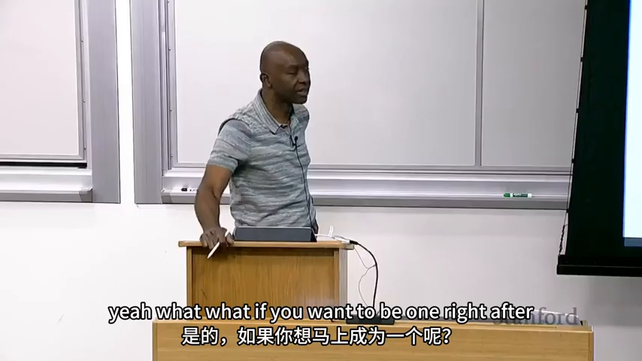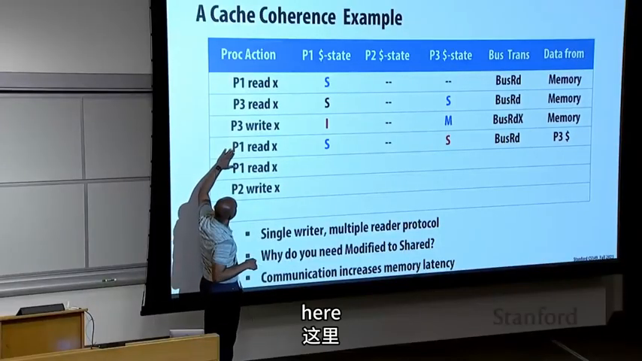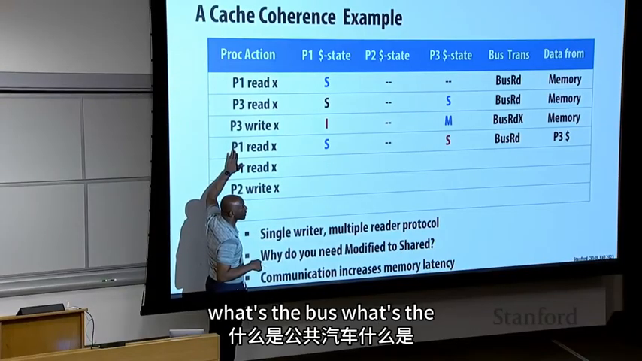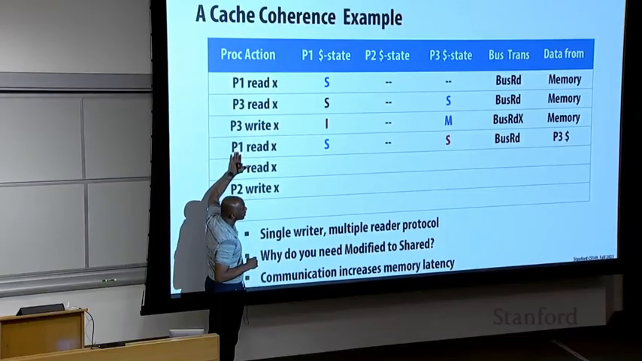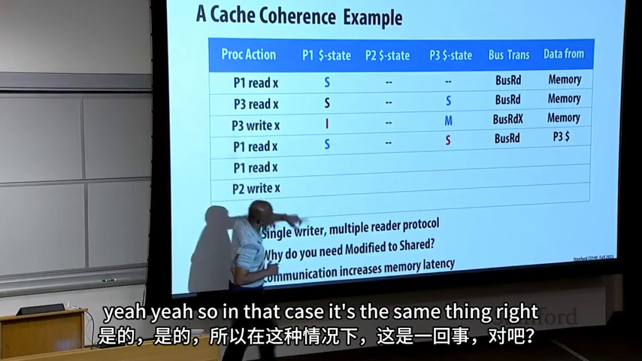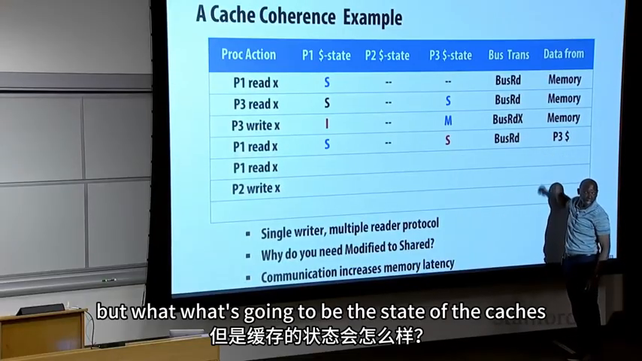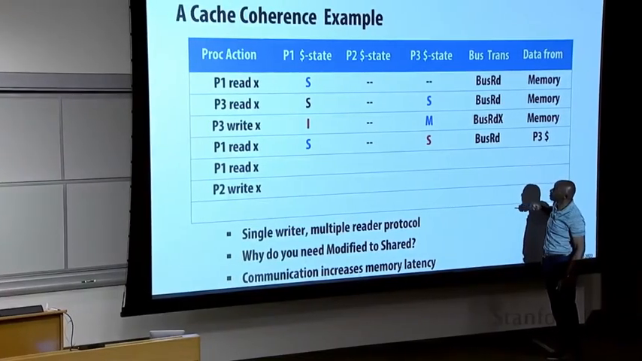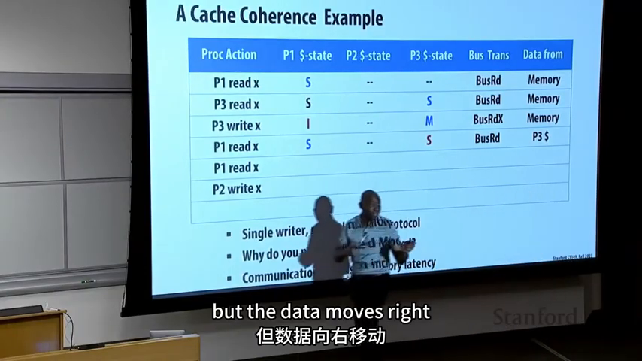What if you had a P1 row after the P5? Here? If this is a write, you tell me what happens. If P1 does a write, what's the bus transaction? Bus 3x. And then what happens? Then P1 copies from P3. Yeah. So in that case, it's the same thing, right? The data is going to come from P3, but what's going to be the state of the caches? P1's going to have it. Yeah, right, exactly. But the data moves, right?